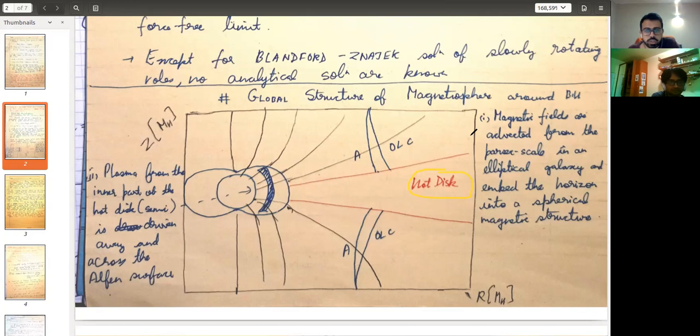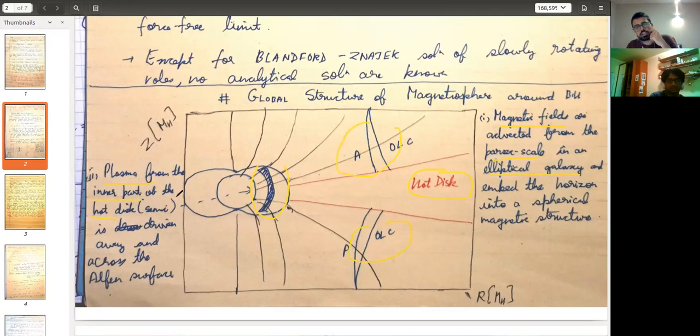So there are two important things over here. First, the magnetic fields are advected from the parsec scale in an elliptical galaxy and embed the horizon into a spherical magnetic structure. So they were trying to predict that if in a galaxy there is this black hole, how will this magnetic field form around it on a parsec scale in an elliptical galaxy, I guess. And then the plasma from the inner part of the hot disks, so this one region, is driven away and across the Alfven surface. I think it is this part.